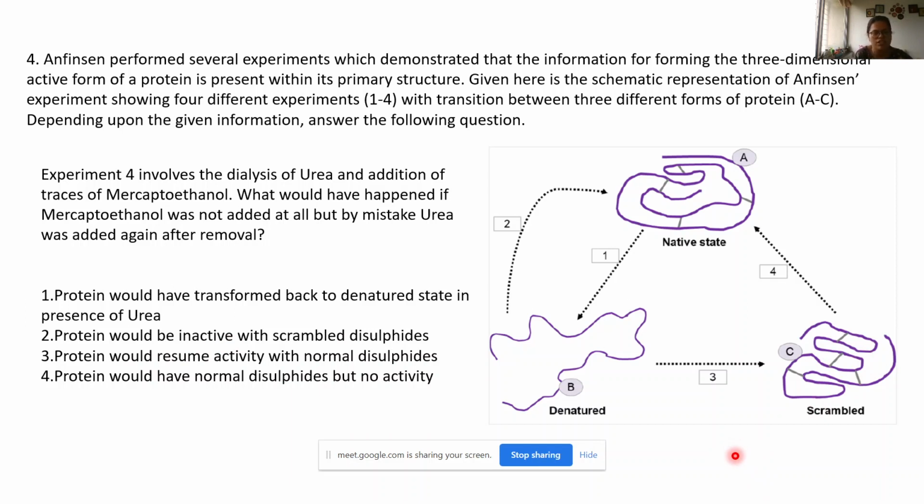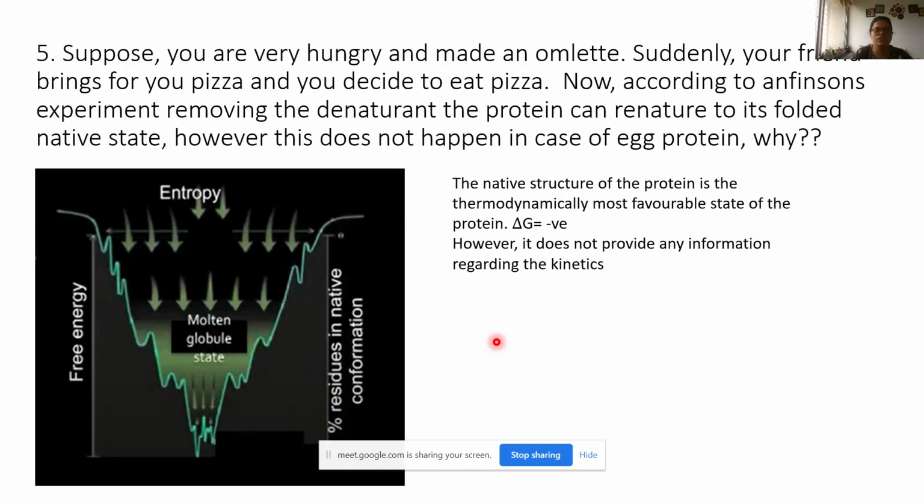I hope this question is clear now. Should we move to the next question? Okay, so I'll move to the next question. I have already given the solution here. So anyway, we will discuss this.